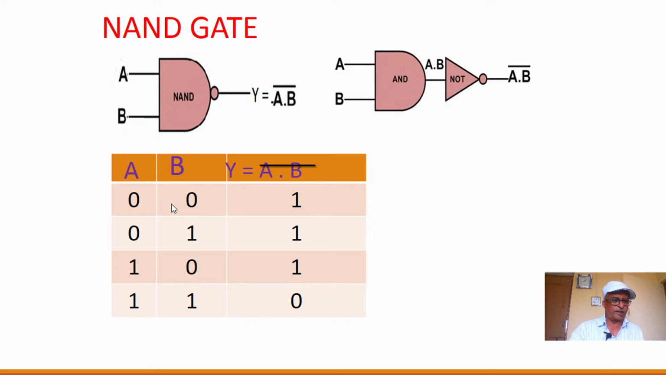Now let us consider the truth table. In this truth table, A is one input, B is another input, and Y is the output. The Boolean expression is Y equals A dot B complement, which is also read as Y equals complement of A dot B, or Y equals complement of A and B.